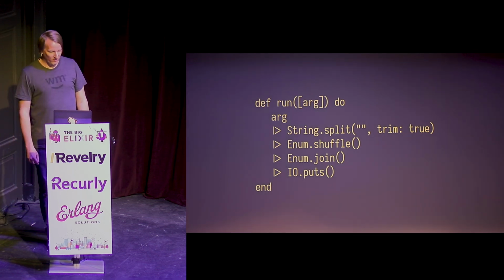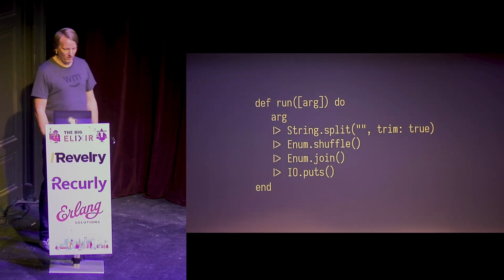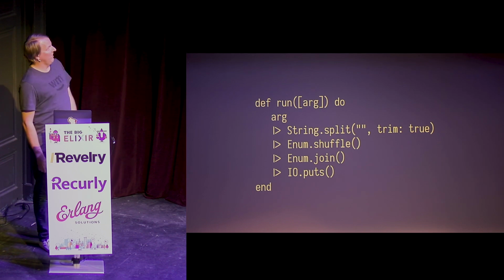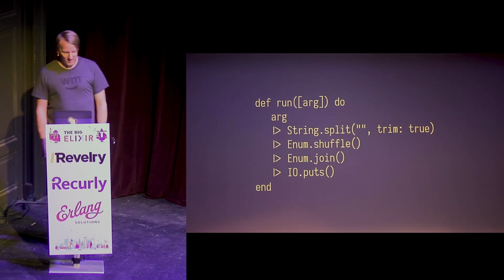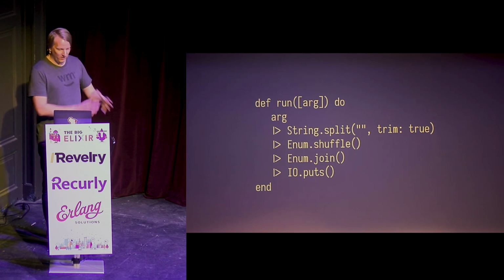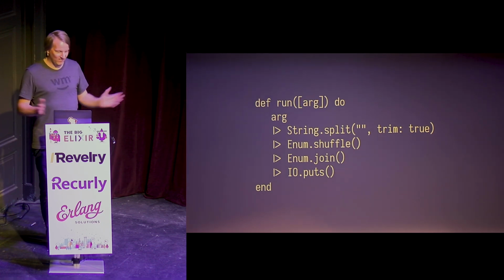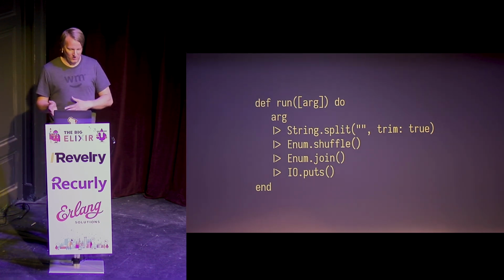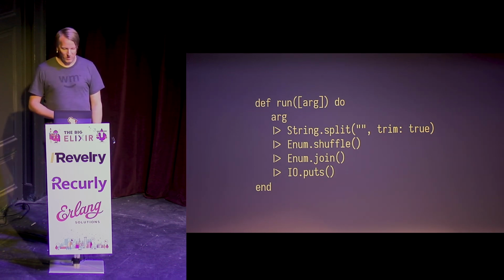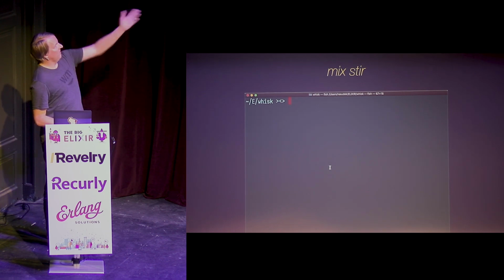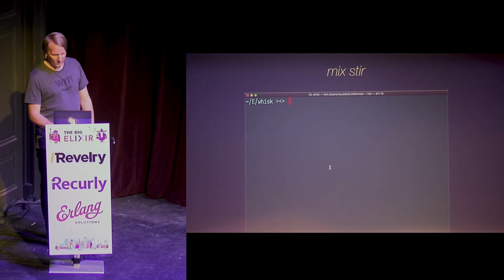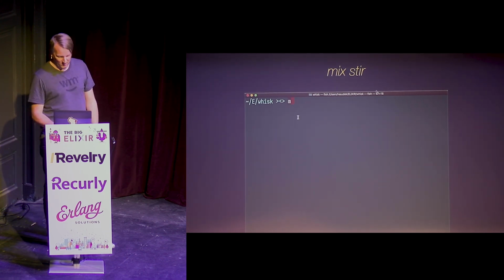And then a run function. This is a callback. run/1 takes a list, which is a binary, and that's really all there is to a Mix task. You've got the name, you've got the short doc, and you've got this run/1 callback. So if you're running this command, you just type mix stir.